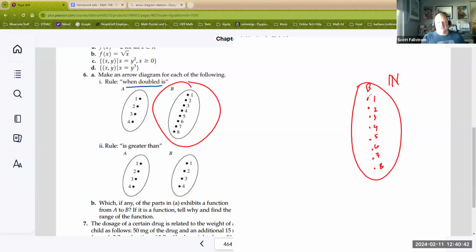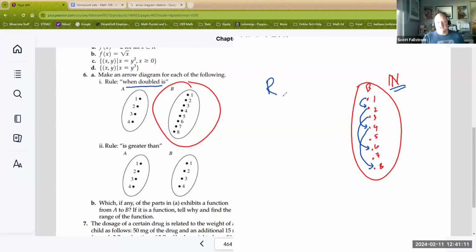When doubled is. Okay, well, 1 when I double it is 2. Perfect. 2 when I double it is 4, right? 3 when I double it is 6, right? 4 when I double it is 8. 5 when I double it in this situation is not in the set. But if you did have all the real numbers, you could say, well, 5 has to go to 10, 6 has to go to 12, and so on. And so then you can look at this relationship that's right here.